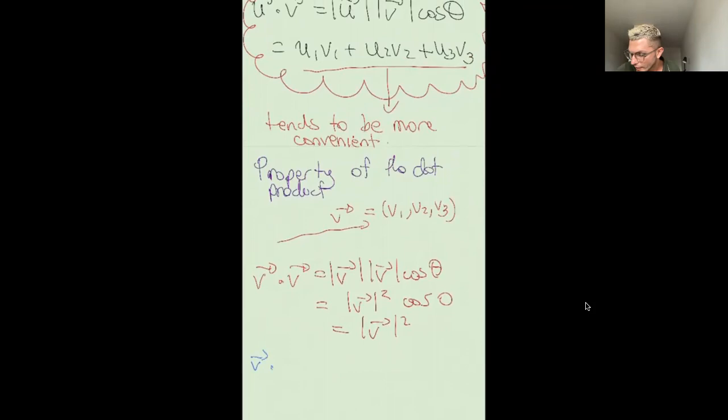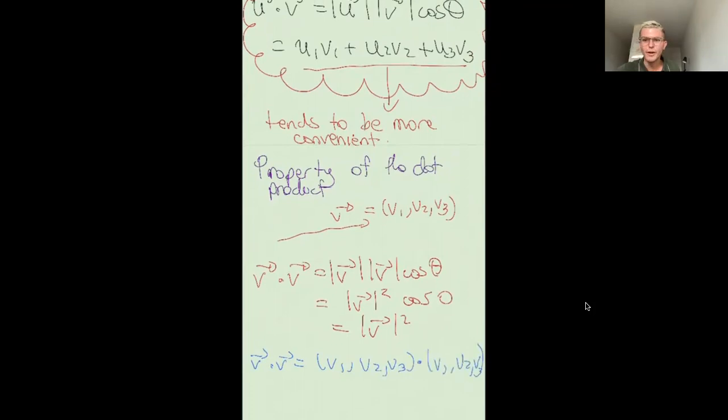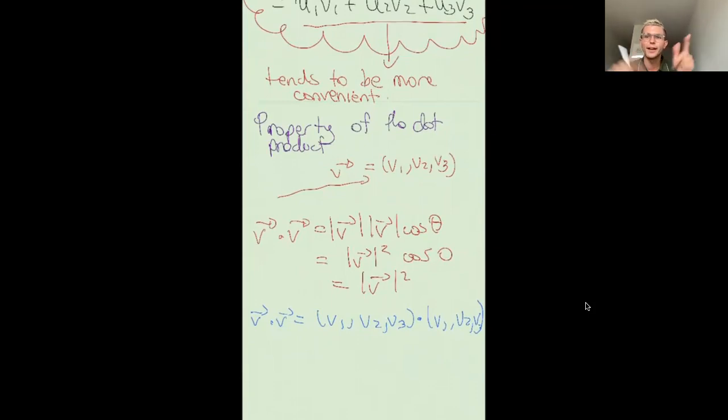What would v dot v be? That's (v1, v2, v3) dot (v1, v2, v3). If you write it this way, again you multiply the corresponding entries and then add them together. So you get v1 squared plus v2 squared plus v3 squared, right? Is that okay? These two things are the same thing, the red stuff and the blue stuff are the same.